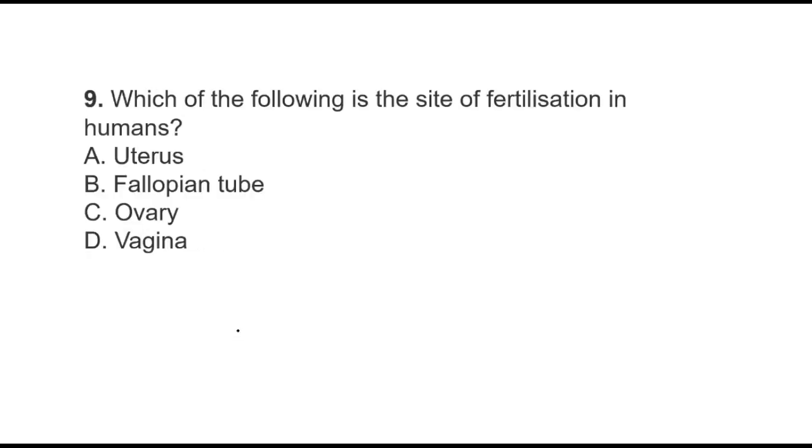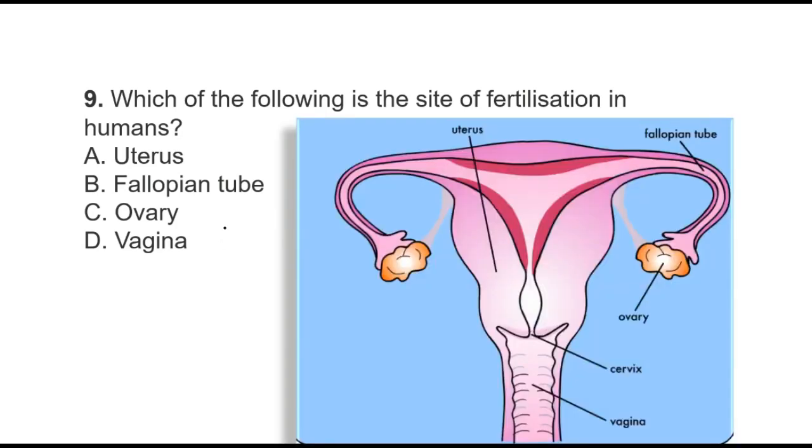Question number 9. Which of the following is the site of fertilization in humans? Is it uterus, fallopian tube, ovary or vagina? Let us recall the structure of the female reproductive system. So what happens during the fertilization here?